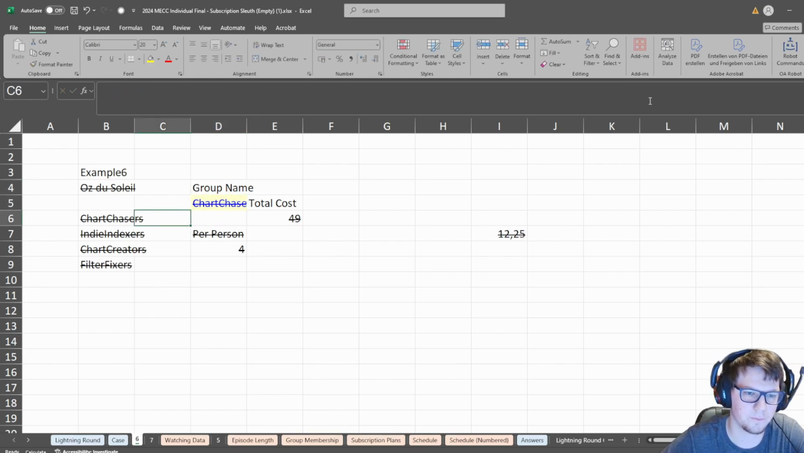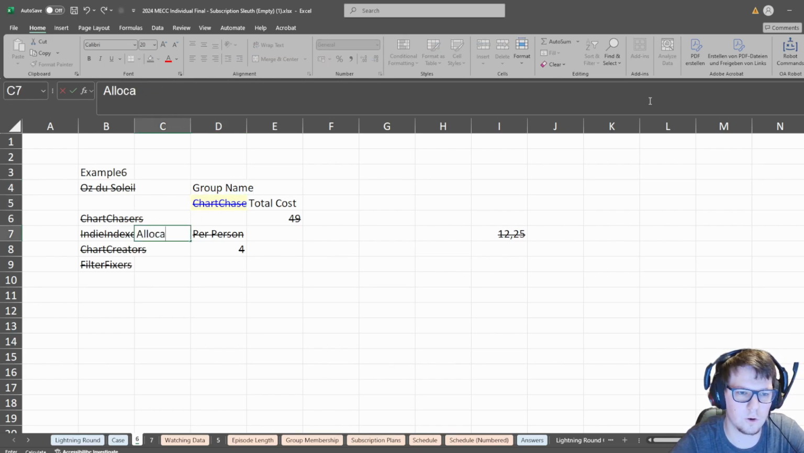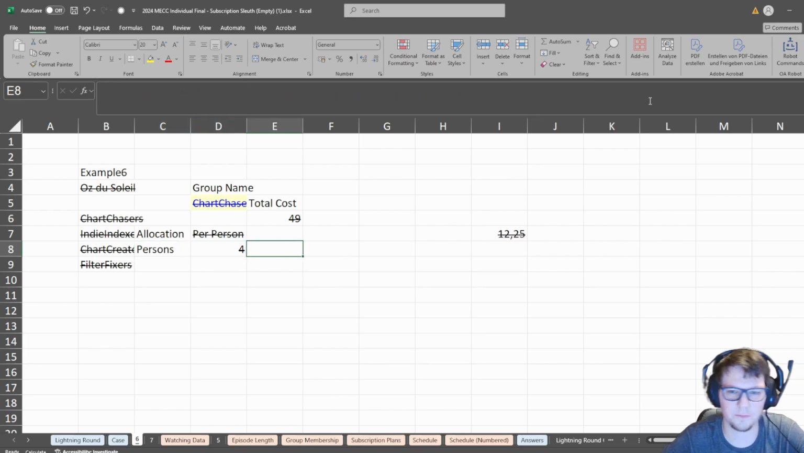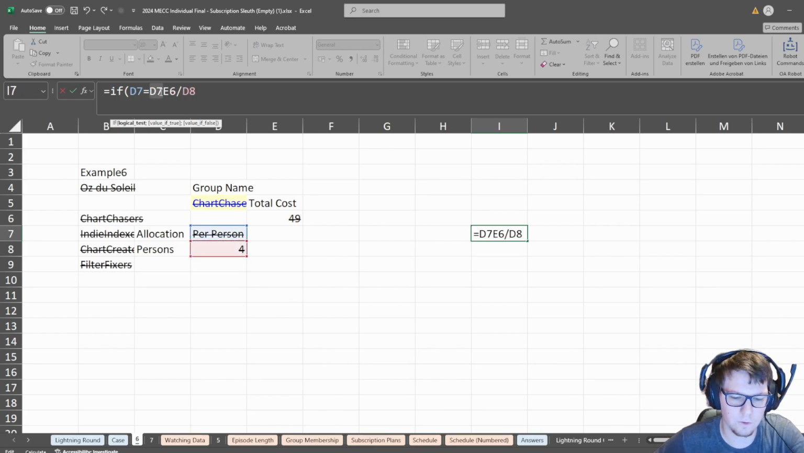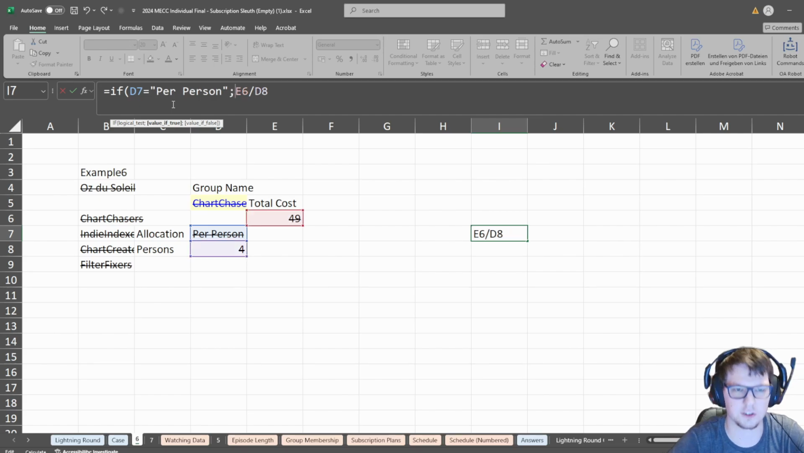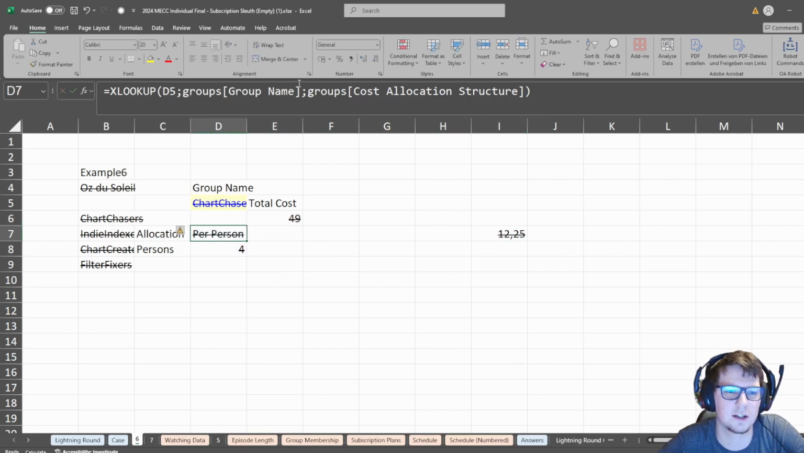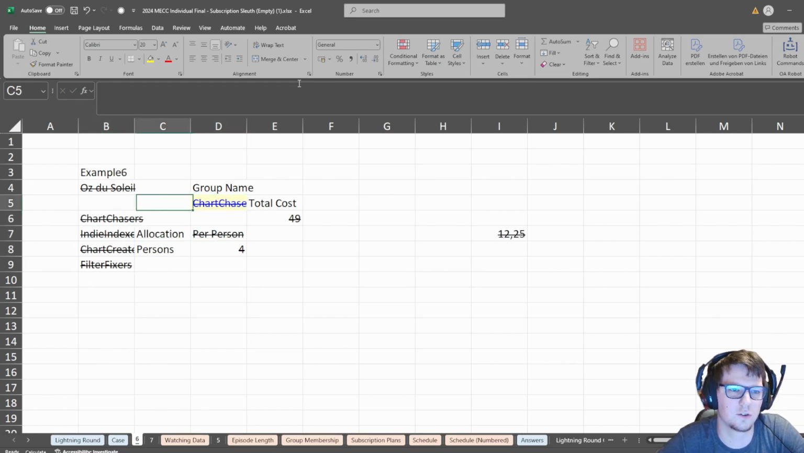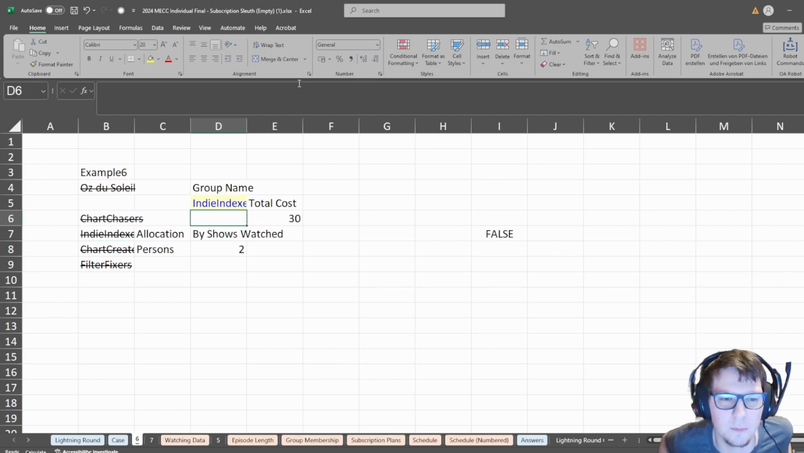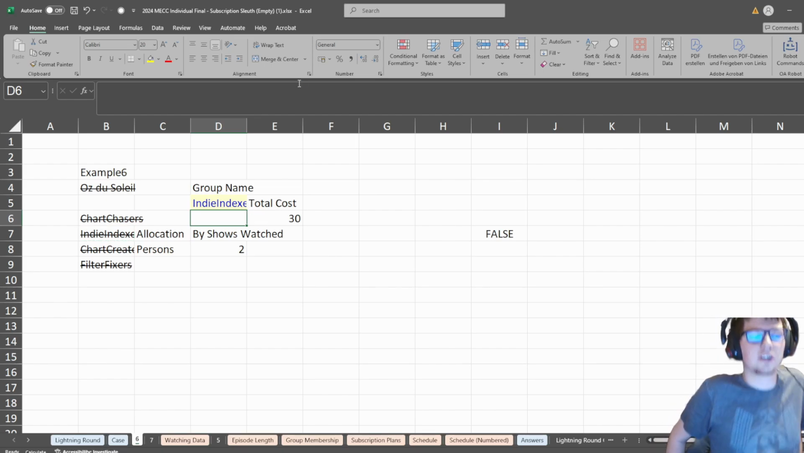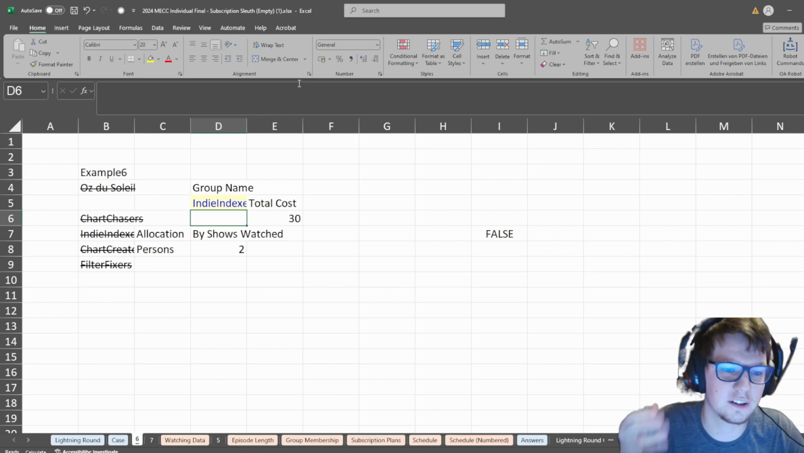Group name, persons. But this is just a case if this right here is equal to per person. I've just clicked F9 to enter. If this is not per person, then it's not per person. So the thing is, we have another different opportunity. The way that this can also be is by shows watched.